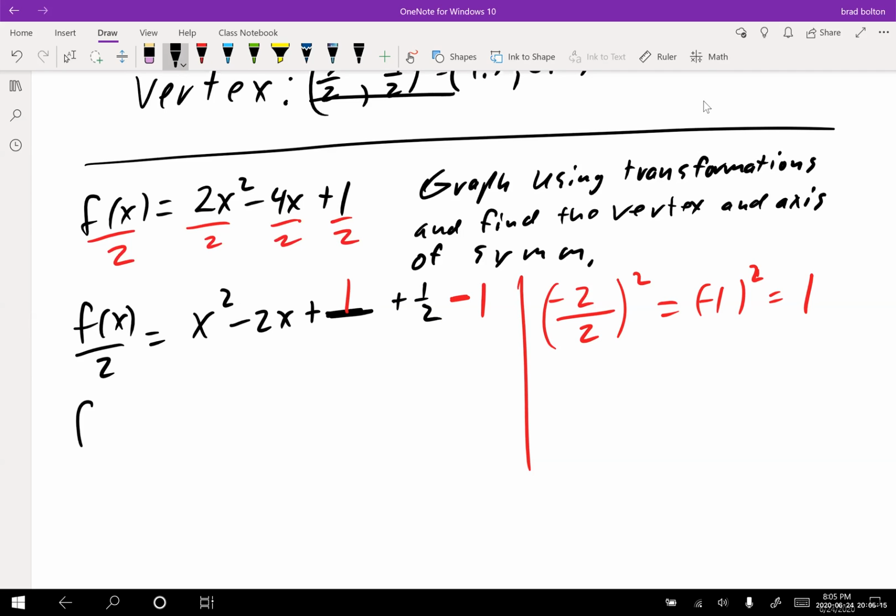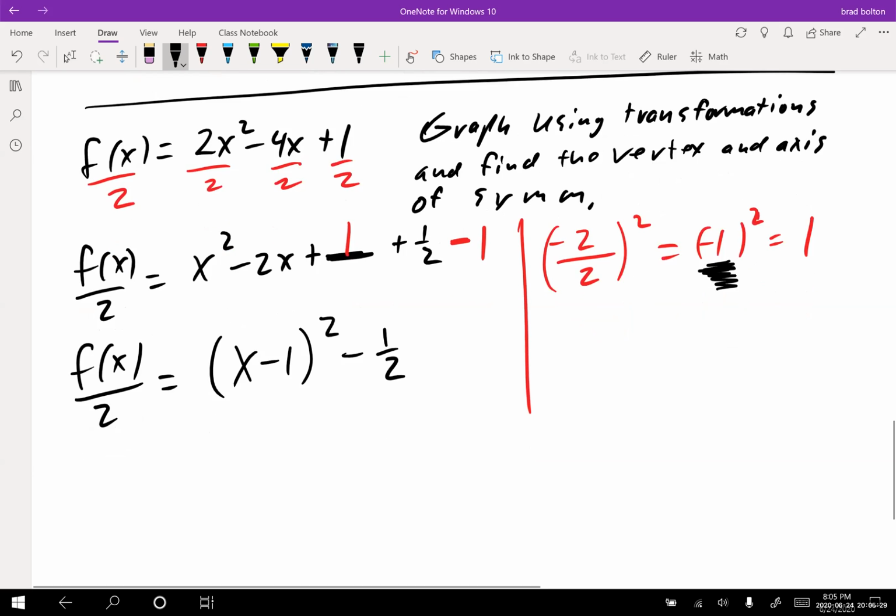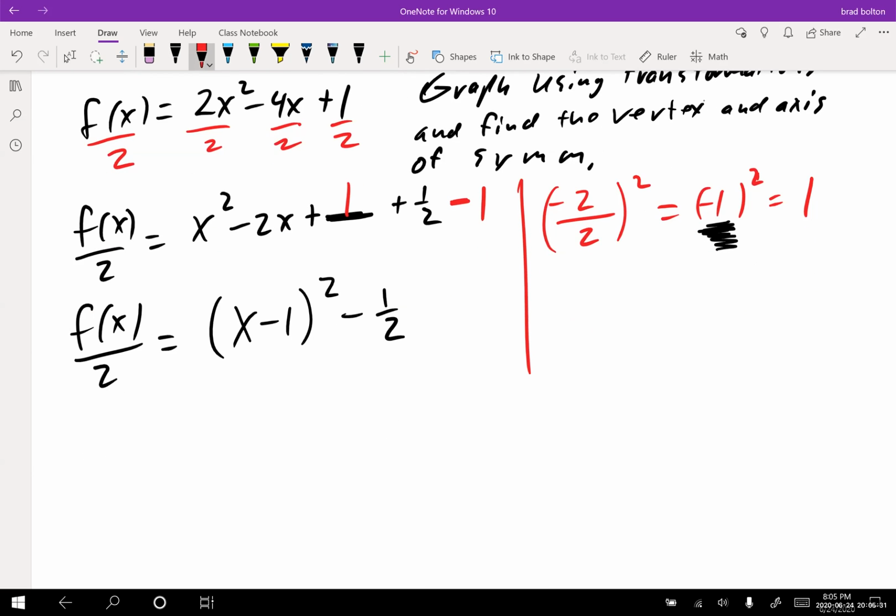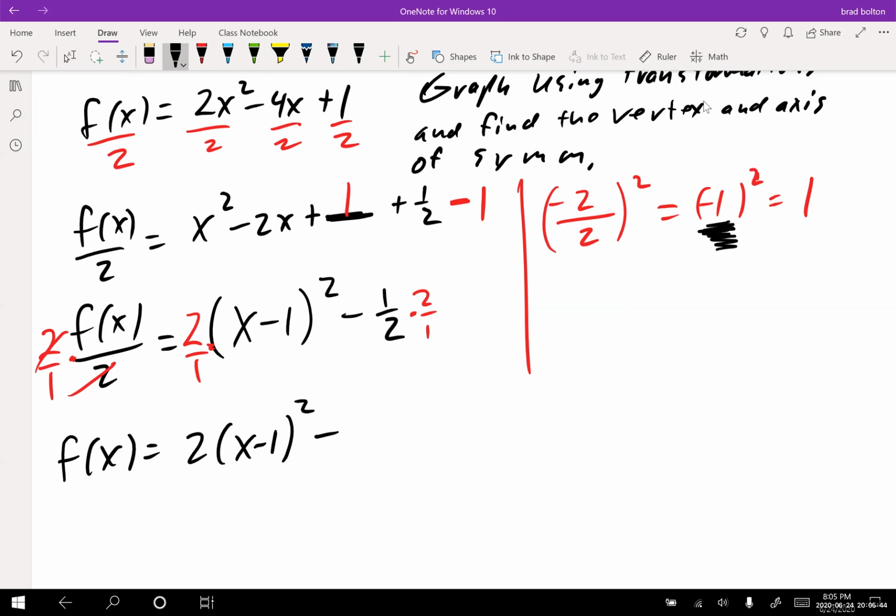Okay, so now we're going to kind of set this up. It should go a little bit smoother. I know that this is going to be factorable. Remember, whatever was in here before you squared it is what are the factors. And then 1/2 minus 1 would be minus 1/2. Now, this time, hopefully it'll be a little bit nicer. When I multiply by 2 over 1 to everything, these 2's cancel. I'm left with f of x equals 2 times x minus 1 squared minus 1.